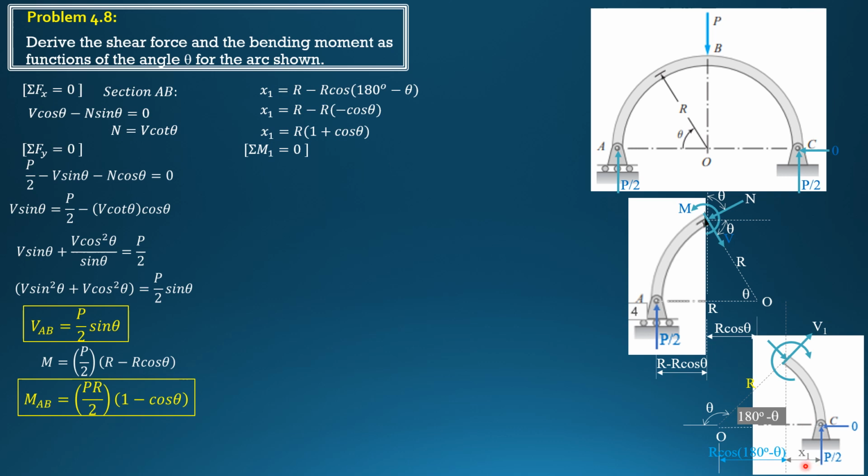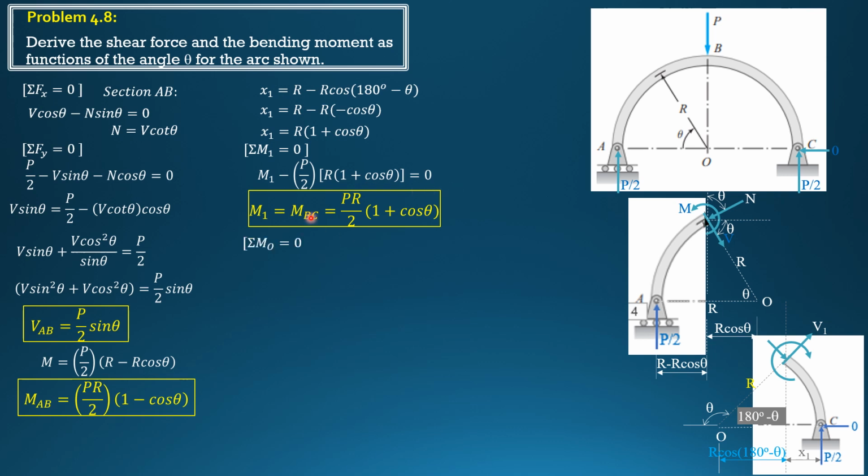So having found x sub 1, we can now set up summation of moment at 1 to solve for M1, or moment in BC. So M1 is equal to P over 2 times X1, or P over 2 times R quantity 1 plus cosine theta, or M1 minus P over 2 times R quantity 1 plus cosine theta equals 0. So M1 or MBC is PR over 2 quantity 1 plus cosine of theta. So that's the moment equation for portion BC.